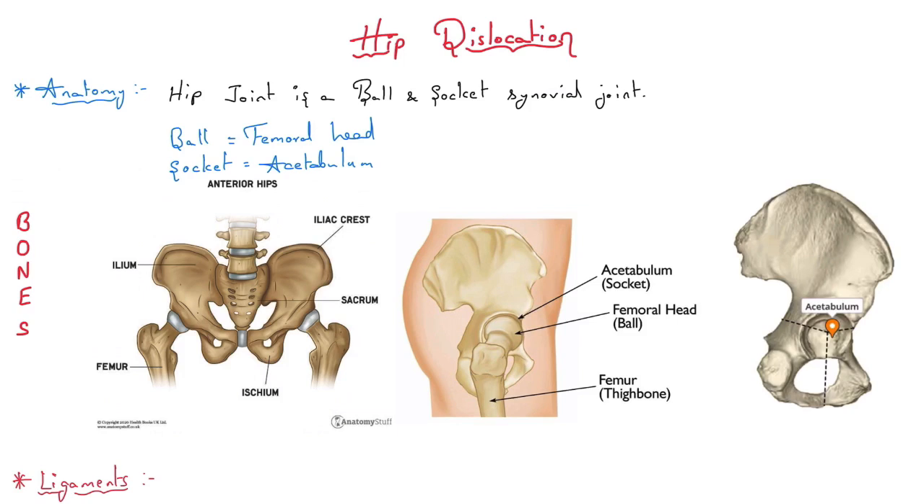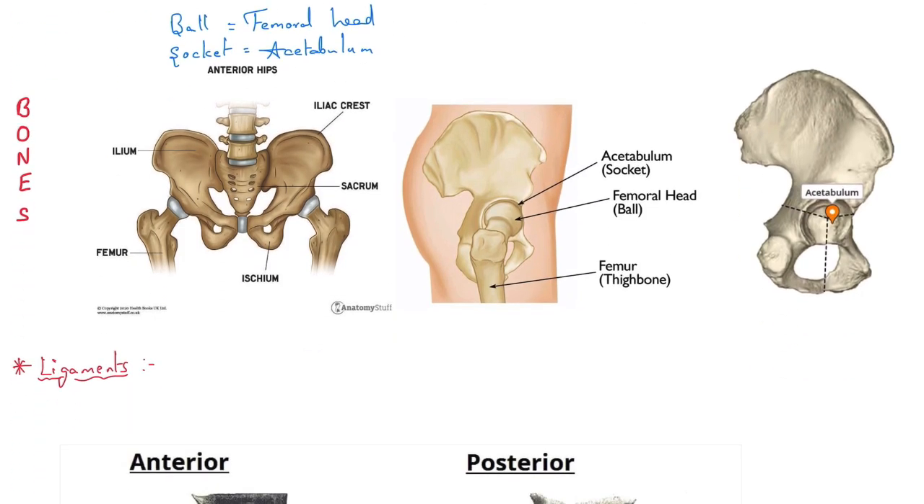Okay, so what are the bones included in hip dislocation? First of all, we have to go over the basics of the pelvis. This is the first image. If you look at this image, you can see the anterior hip. In this anterior hip we can see the femoral head. This is the femoral head, which we call the ball, and it sits inside a socket.